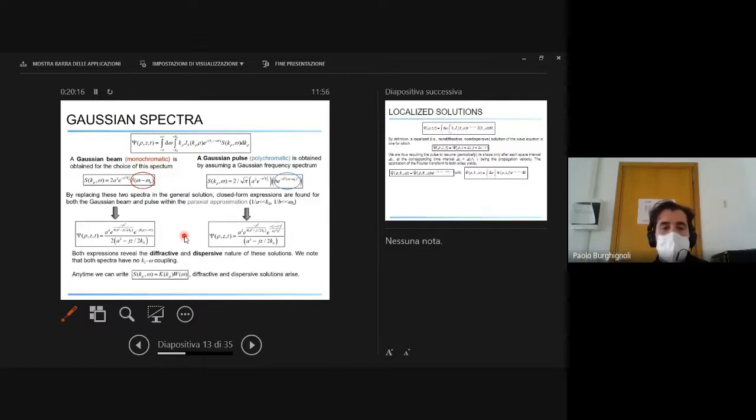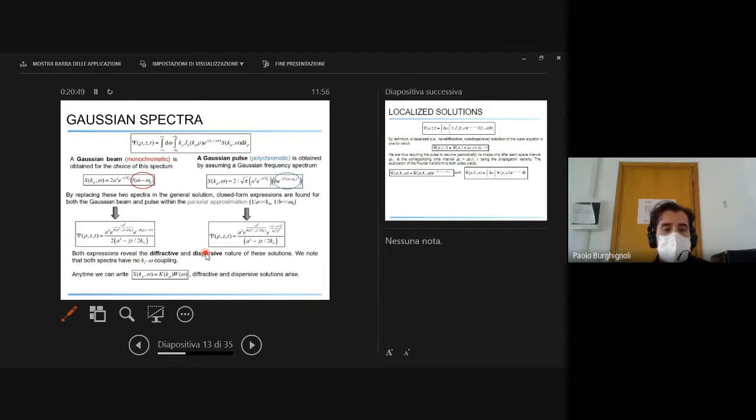And the common feature of these two expressions, the one for a Gaussian beam and the one for a Gaussian pulse, is that both expressions reveal the diffractive and dispersive nature of these solutions. So a generic cylindrical solution in terms of an arbitrary spectrum, when the spectra are of Gaussian type, is diffractive and dispersive. So we may ask, what is the source of this diffractive and dispersive nature?